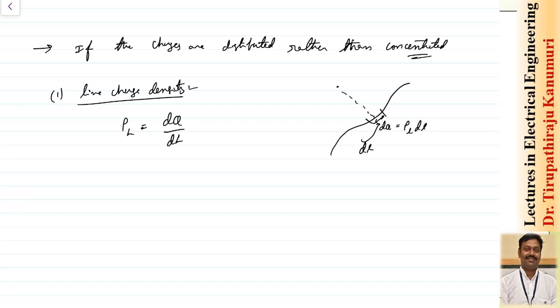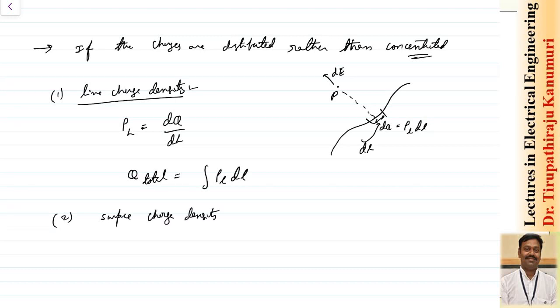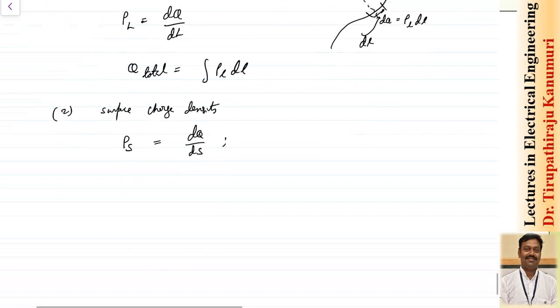If you want to find the field at a particular point, you divide this entire line into small blocks and calculate the electric field due to each element. So this is the dE due to the small block. Like that you do the integration over the entire length of the line to get your total electric field. I am going to derive how to calculate this for the line charge density. From this I can calculate the total charge Q, which will be equal to the integral of rho L into dl. Similarly, it can be a surface also. If it is on a surface, then it is called surface charge density. The surface charge density is given by rho s equal to dq by ds.